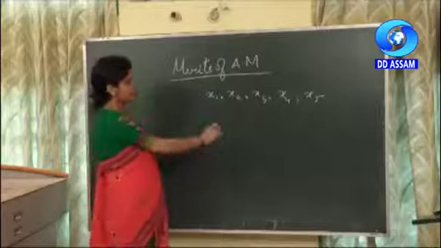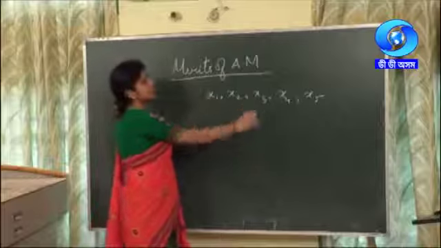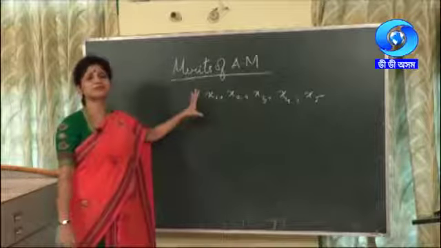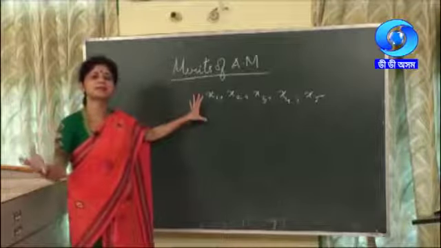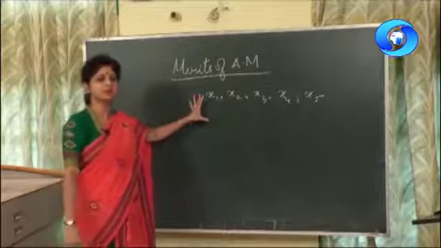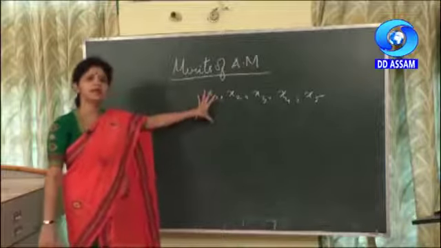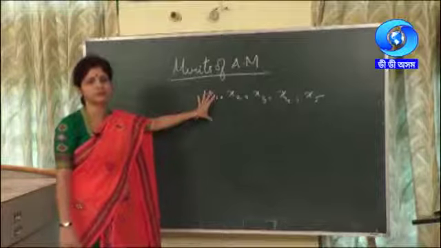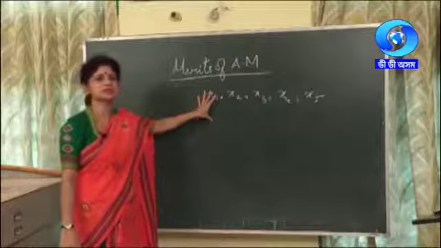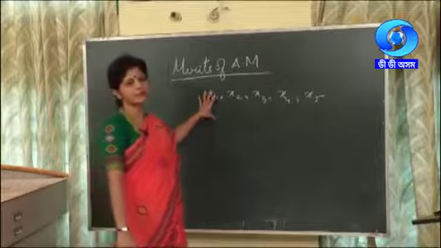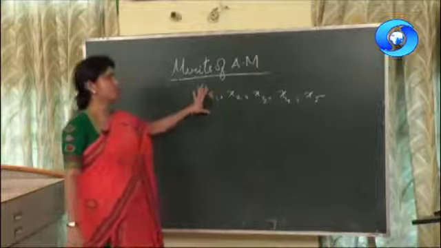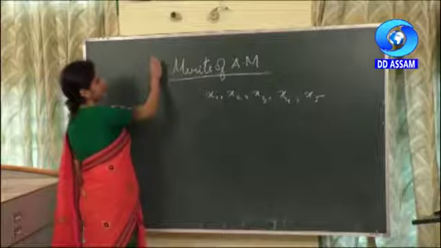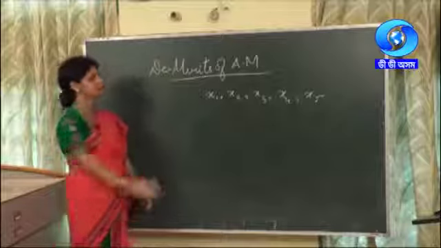So what happens? Sometimes if two or three of these values are in the extremities, either very high values or very low values, in that case, arithmetic mean gets unduly affected. So this is a drawback or a demerit of arithmetic mean. Now we are talking about the demerits. All right.